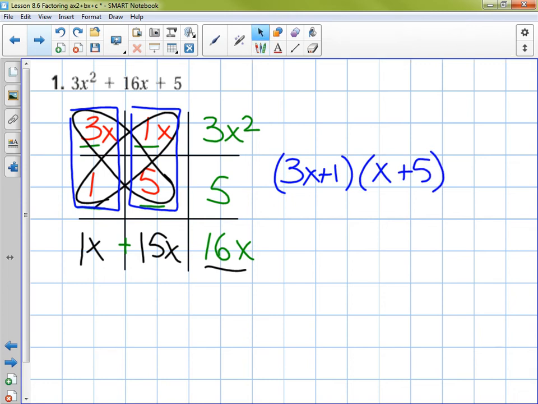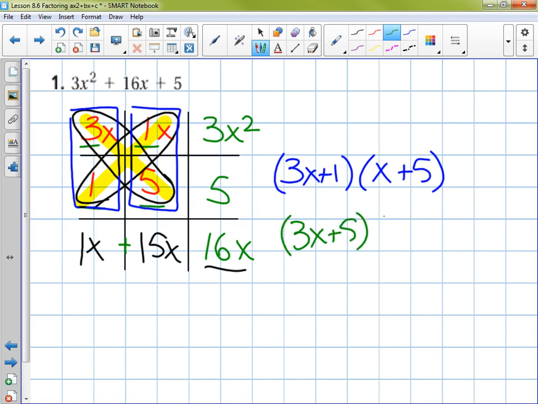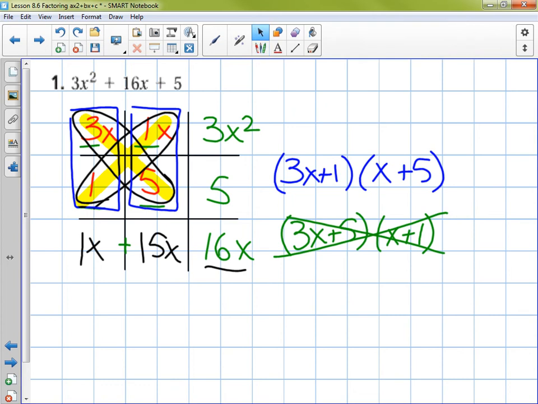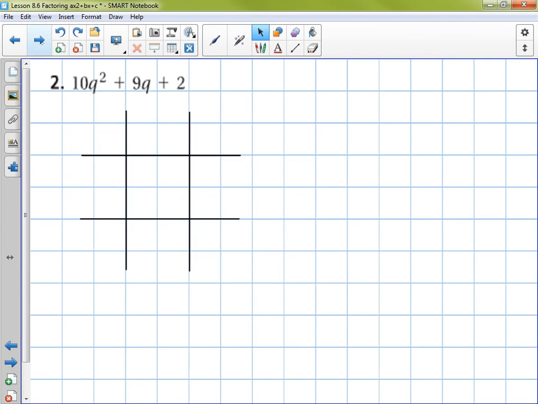Here's a common mistake. People will do the whole table correctly, and when they write their answer, instead of writing the column, some people will write this as their answer. And they'll end up getting 3x plus 5 and x plus 1. And as you can see, those two are not the same thing. That's not correct. So make sure when you're writing your answer, you're not doing the cross products, but you're writing the columns. Okay, next example.